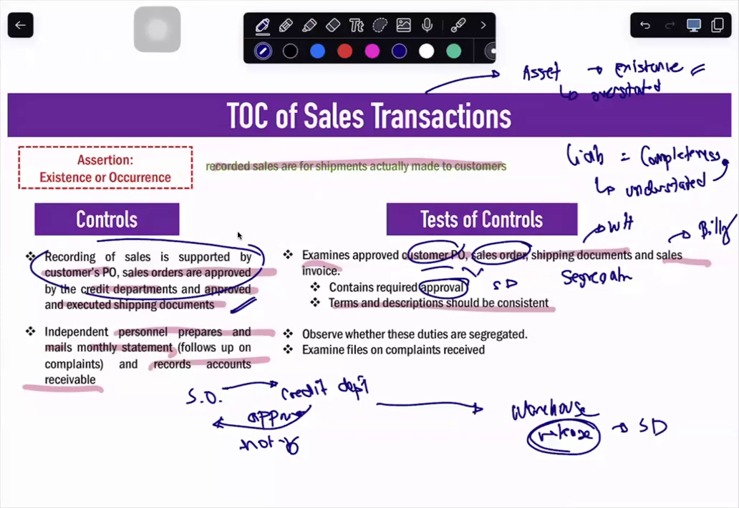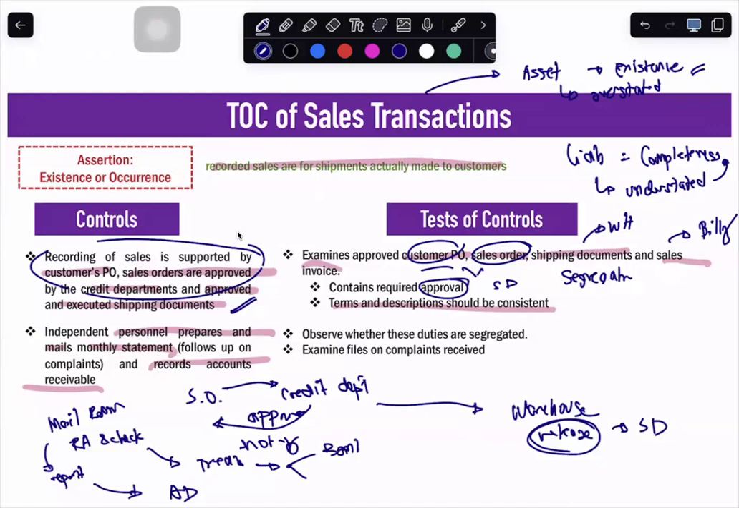Next, we want to see independent personnel who prepares the monthly statement and records the accounts receivable. If you still remember earlier, when we discussed the receipt cycle, we want to see from the mailroom, we have your remittance advice and the check. This remittance advice and the check will be provided to your treasury. But at the same time, the mailroom will prepare a report, and this will be given to your accounting department. So the treasury will deposit that to the bank. At the same time, it will again prepare a report, and you will give it to your accounting department.